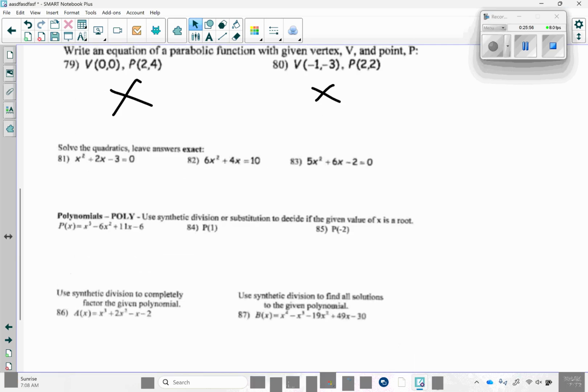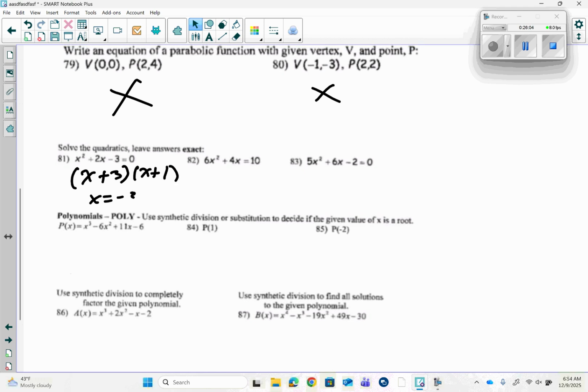Solve the quadratic. So what are your numbers multiplied to give you negative 3 and add to give you positive 2? Set those equal to 0, so x equals negative 3, x equals negative 1. Oops, wait, I made a mistake. That should be a negative here, so that's a positive 1.